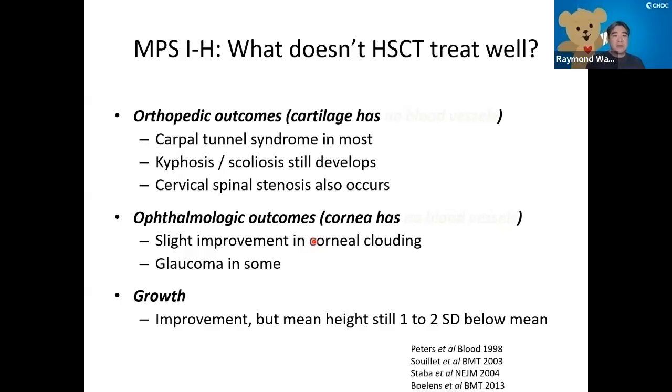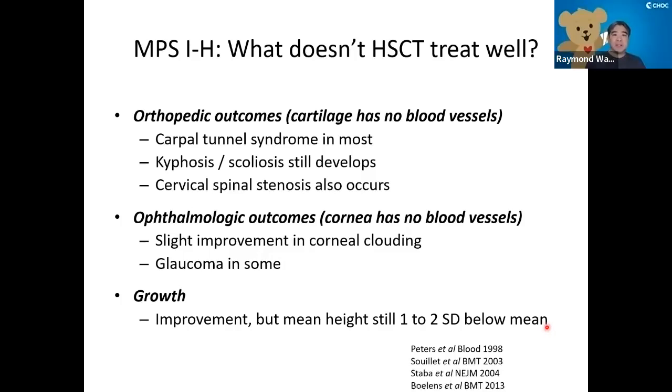Okay, so just to wrap up with MPS1, what cannot transplant treat well? I would say that the outcomes are largely similar to enzyme replacement therapy, in that any organ system, such as cartilage or cornea, you're going to continue to have symptoms and issues. There's still some growth deficiency compared to what the genetic potential is with siblings.